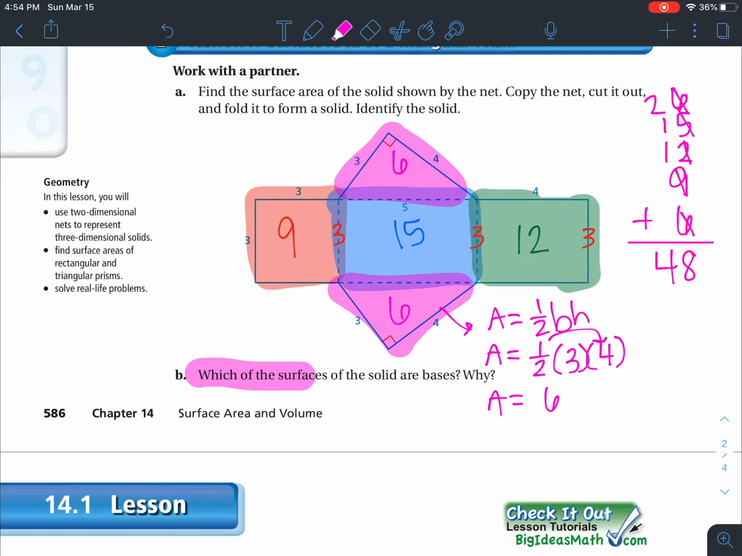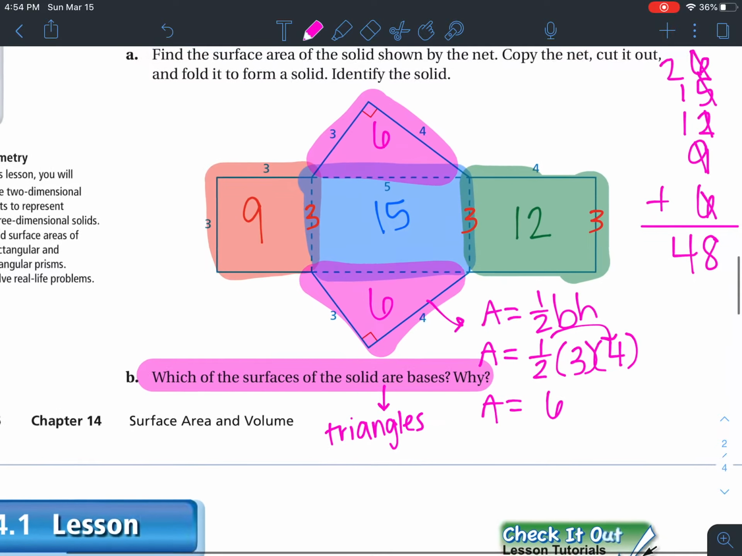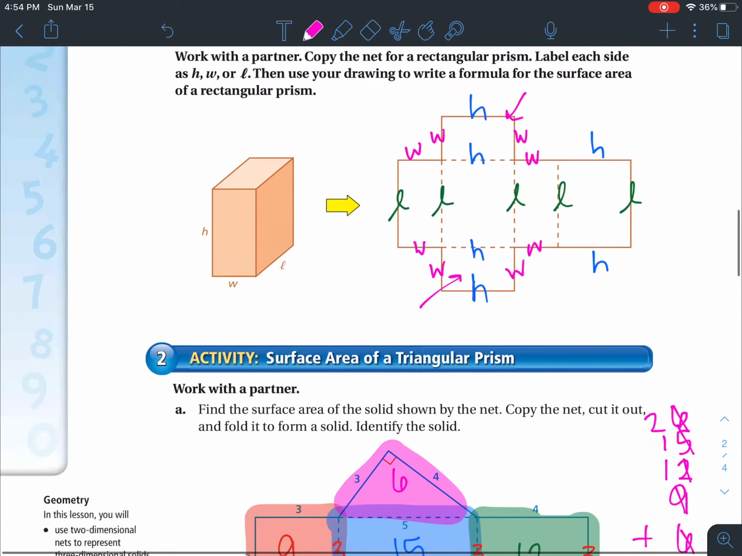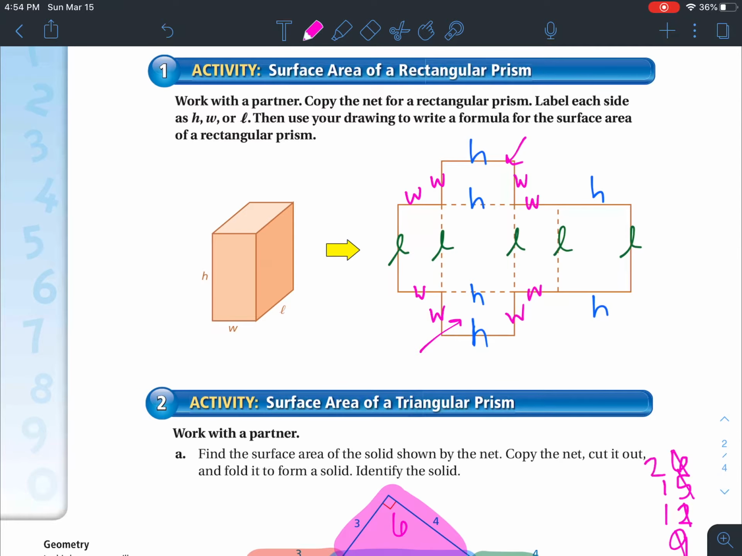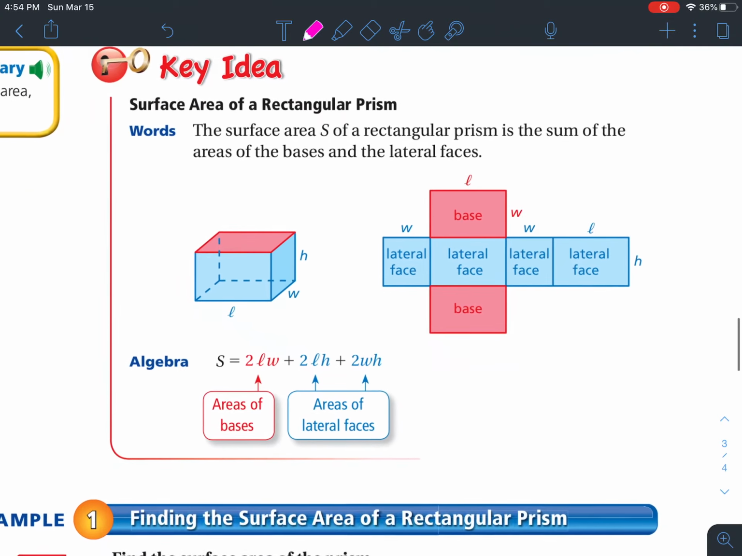The last thing I want you to look at is down here, which of the surfaces are bases? So in this case, it's the triangles. It ends up being kind of our top and the bottom of our net. So up here, these would be our bases. We're going to look mostly at just rectangular prisms. Go ahead and look at the next page.